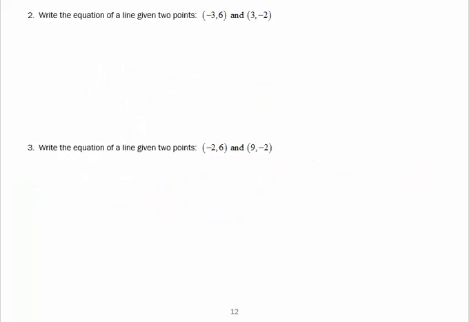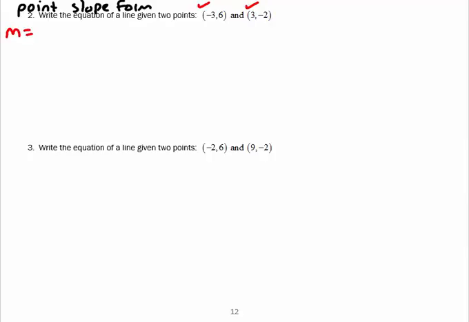Number 2. Write the equation of a line given 2 points, -3, 6 and 3, -2. So if we go through our checklist, we need a point, we need a slope, and we need the form. Those are the three things we need. Well, do we have a point? Yes, they were generous. They gave us 2 points. But the problem is they didn't give us a slope. So to start this one off, we have to find slope.